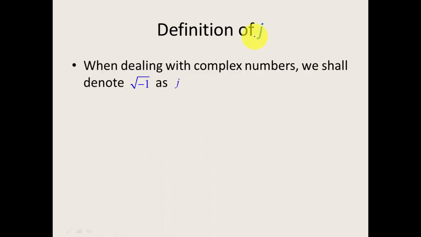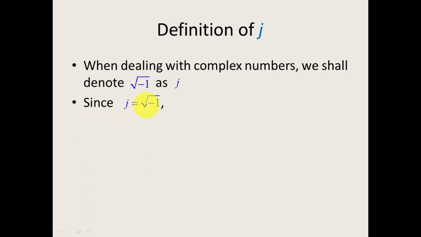Now let's look at j a little bit more. Let's define j. When we deal with complex numbers, we shall henceforth denote the square root of negative 1 as j. What that means is, when you're dealing with complex numbers and if you see the square root of negative 1, replace it with j. Similarly, if you see j in a complex number, you know that it means the square root of negative 1.